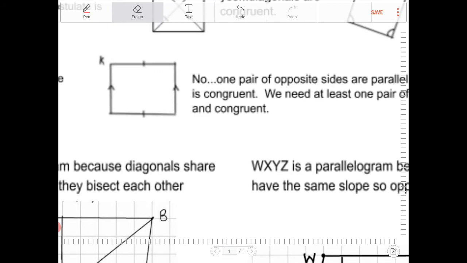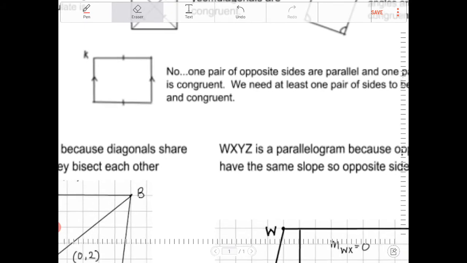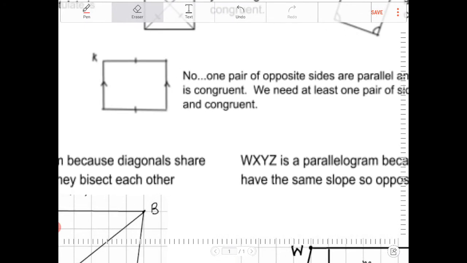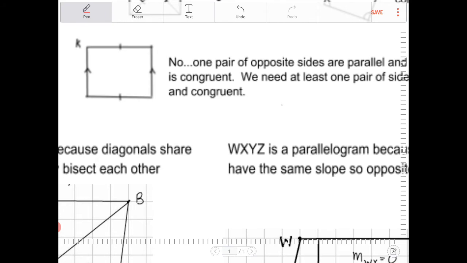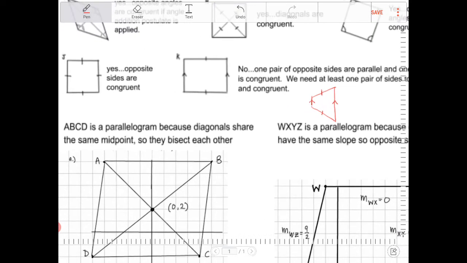Here for letter K, we can't really say that this is a parallelogram, not only because it doesn't fall into any of the properties, but we could have also drawn this quadrilateral to look like this. Imagine that these two sides are parallel, right? And then these two sides over here are congruent. That clearly is not a parallelogram. That in fact is an isosceles trapezoid. Okay?